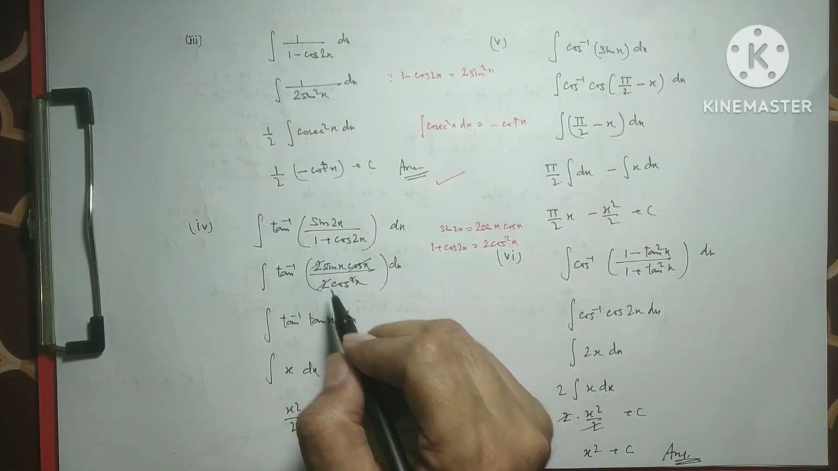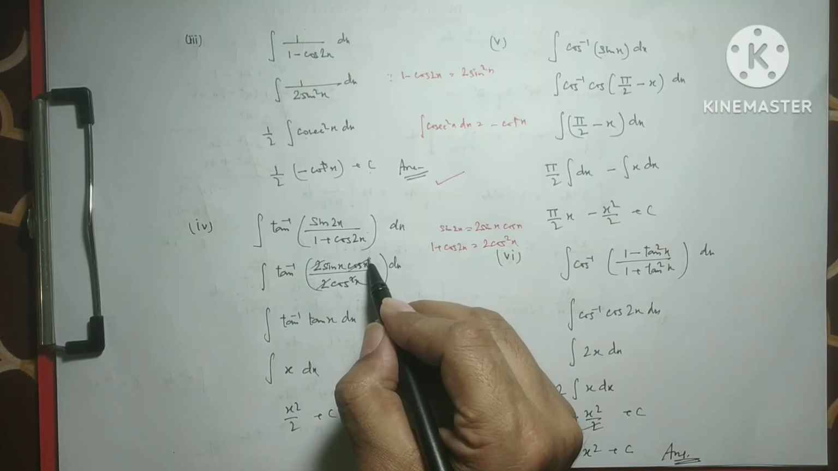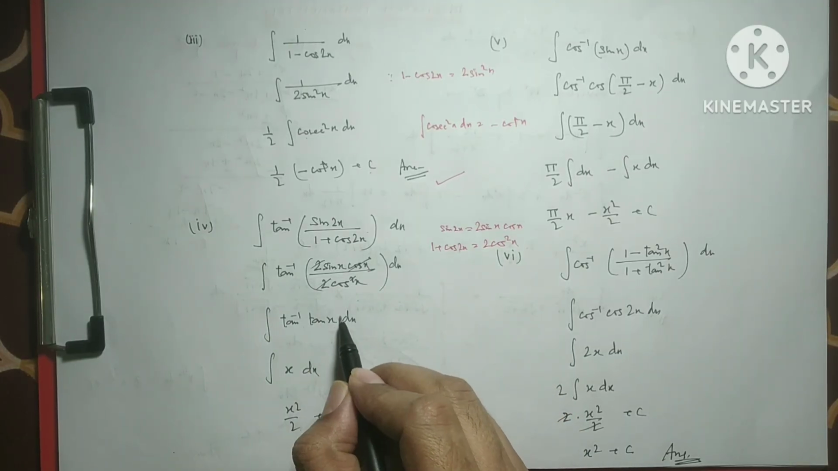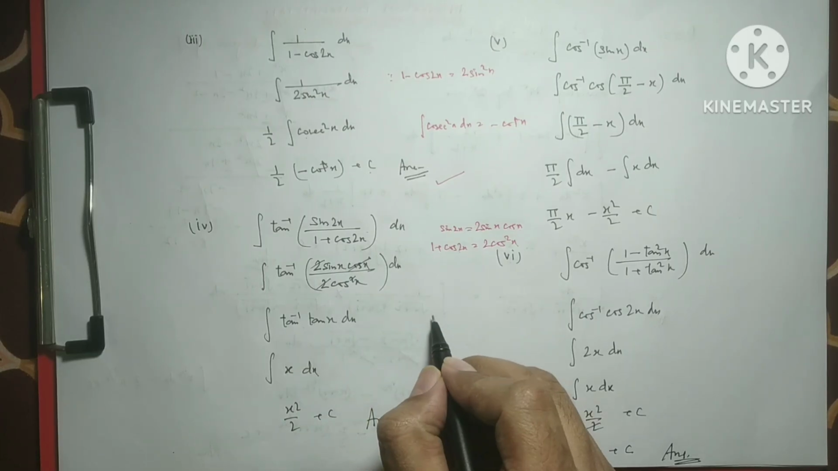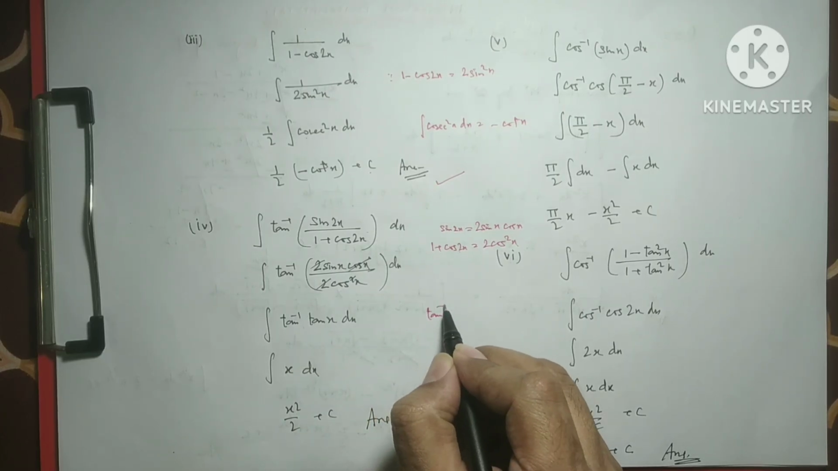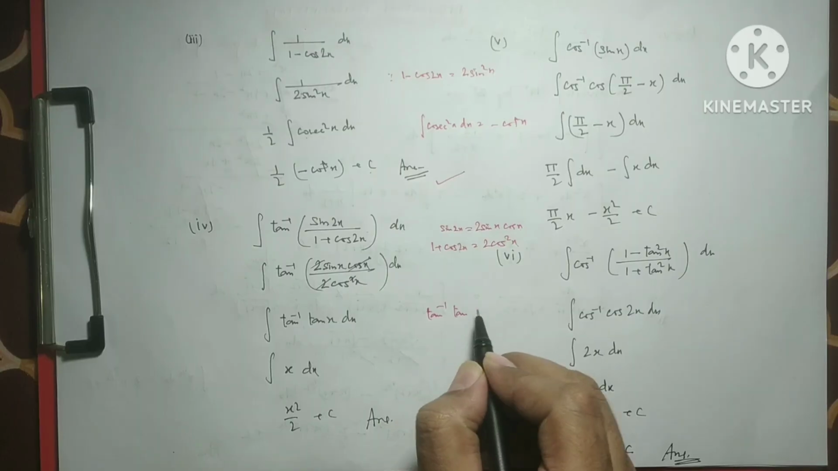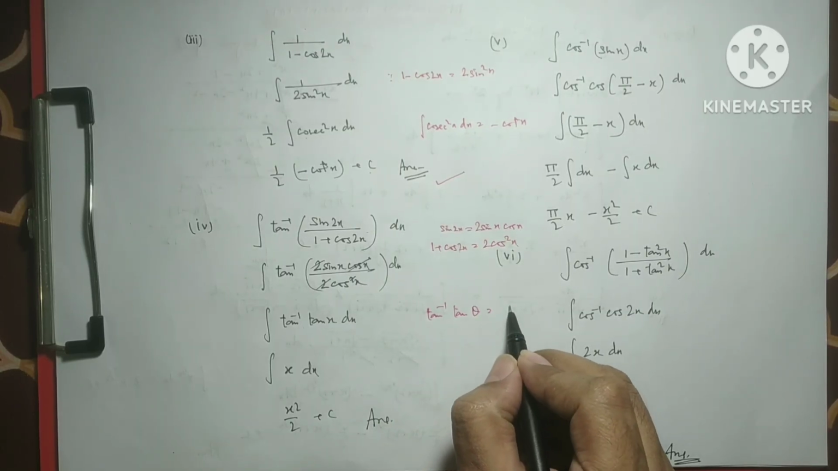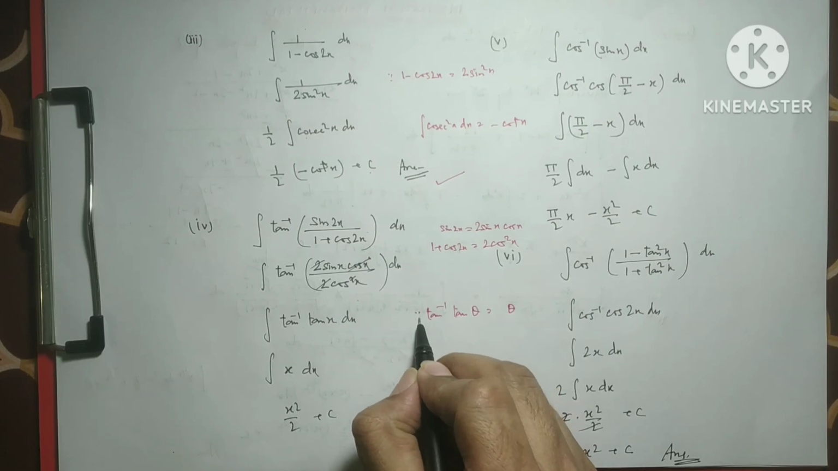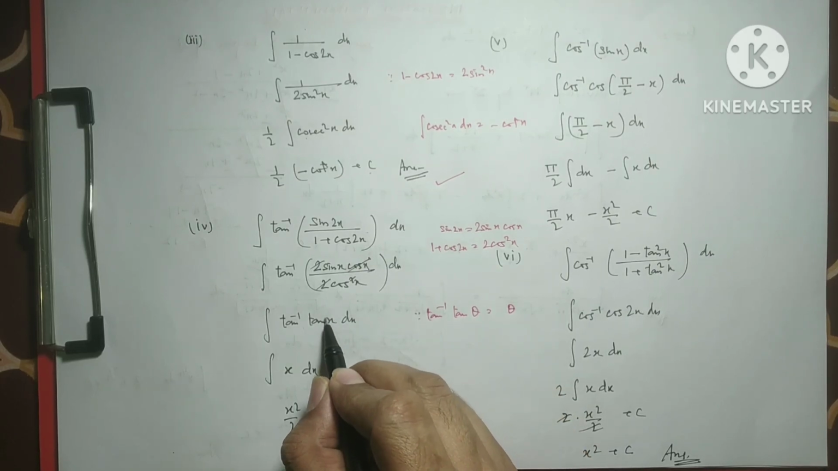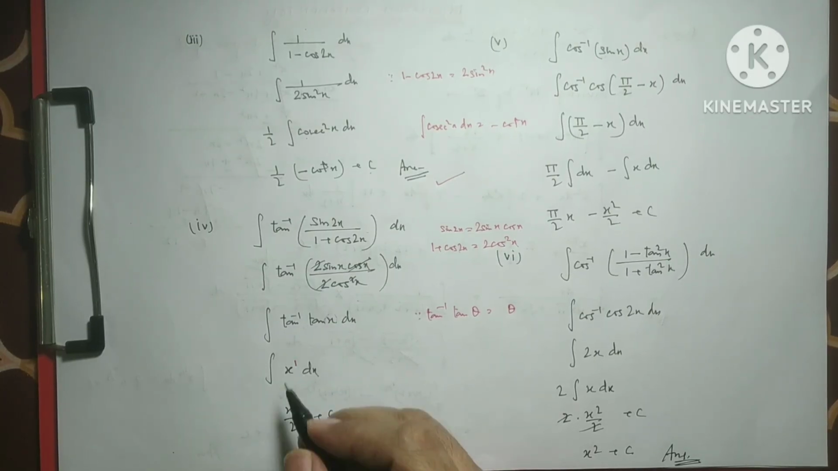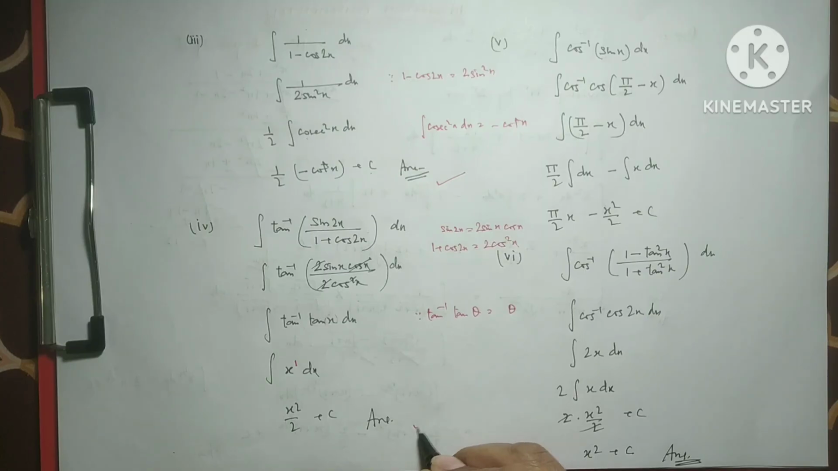So 2 is cancelled out, and cos x with cos square x, we get sin x over cos x, that becomes finally tan x, tan inverse of tan x. So according to inverse trigo, if we have tan inverse of tan theta, we get theta. It means right now the resultant will be x. x dx means x to the power 1, so we get x square by 2. This is the final answer.